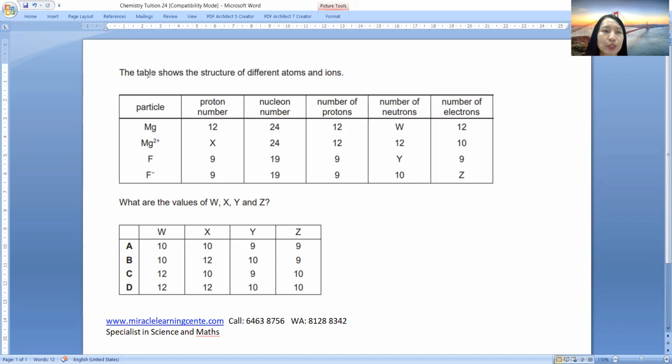Let us look at this chemistry question. The table shows the structure of different atoms and ions. What are the values of W, X, Y, and Z?